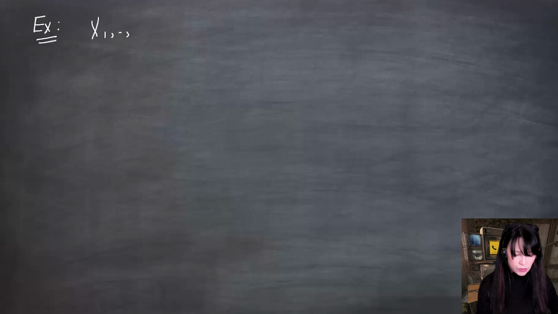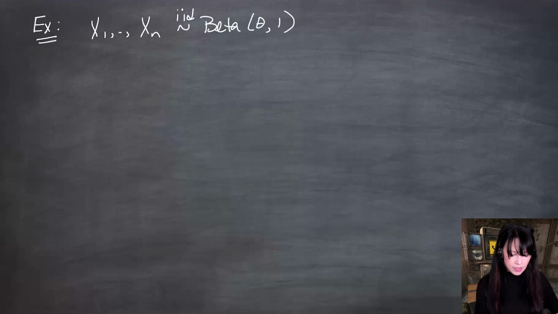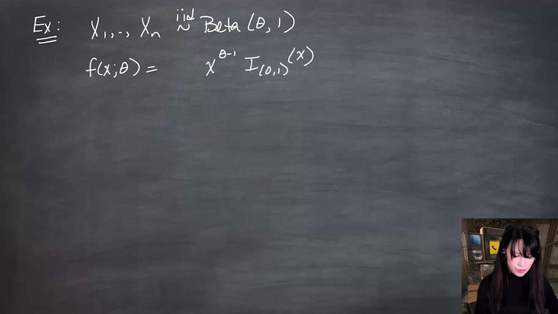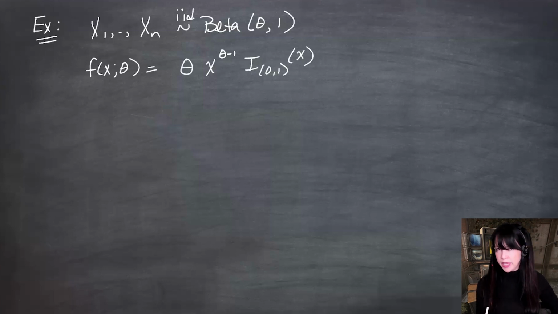Suppose that x1 through xn are IID from the beta distribution with parameters theta and 1. Then this means that the PDF has that beta function in front, and then is x to the theta minus 1, and then 1 minus x to the 1 minus 1, which goes away, and an indicator saying that x is between 0 and 1. And if you look at that and figure out the constant you need for this to integrate to 1, you'll see that this is theta, even if you don't remember what the beta function is.